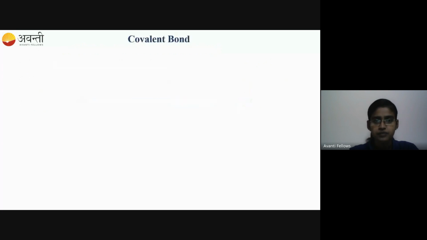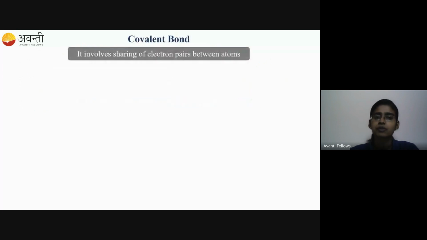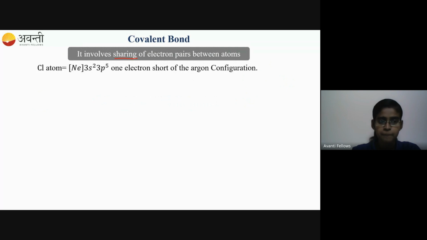Covalent bond. Covalent bonds are formed by the sharing of electron pairs between atoms. Ionic bond is formed by transfer of electrons. Here it is formed by sharing of electrons. Suppose I am taking a chlorine atom, the configuration is neon 3s2 3p5. If this chlorine gains 1 electron, it will have 3p6, which is a completely filled configuration, the configuration of argon, which is stable.